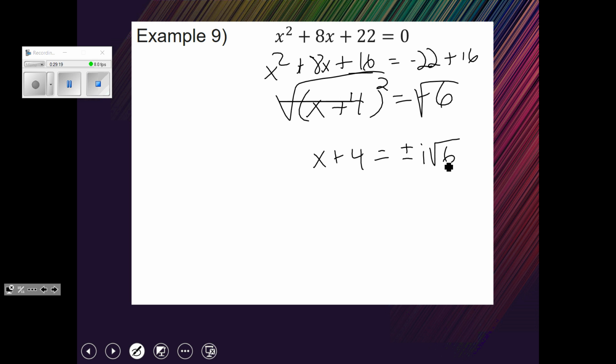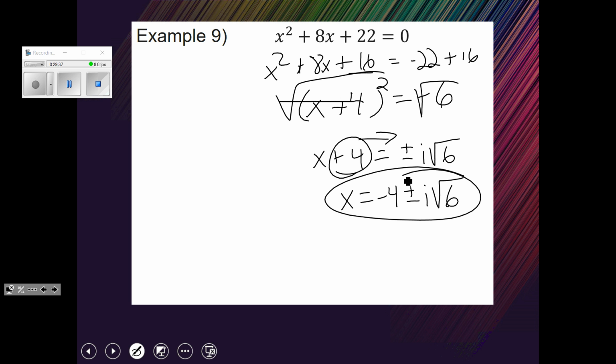And then we move this over, and x is negative 4 plus or minus i times the square root of 6. Is this one, Chastity, that we leave? Yes. Why? Because it's an i and a radical. You can't add, they're not like terms, so just leave it, okay?